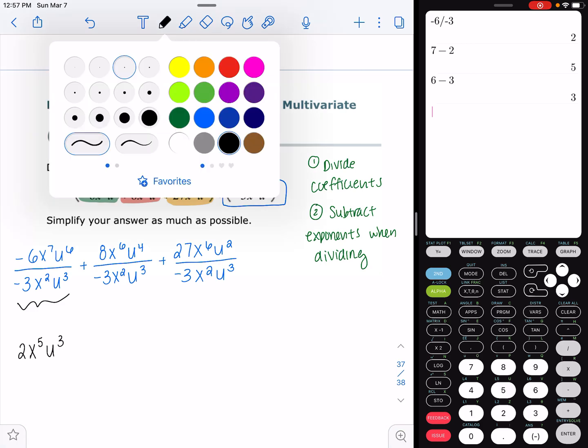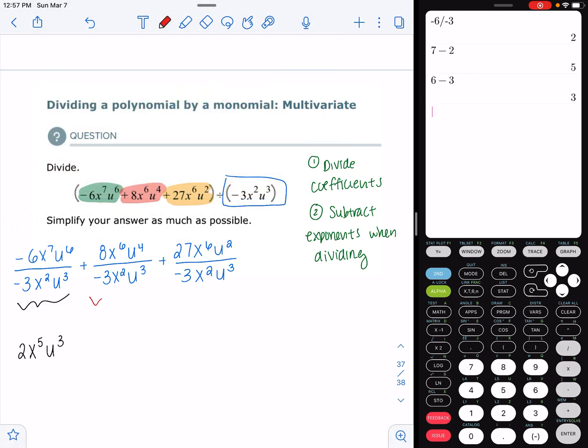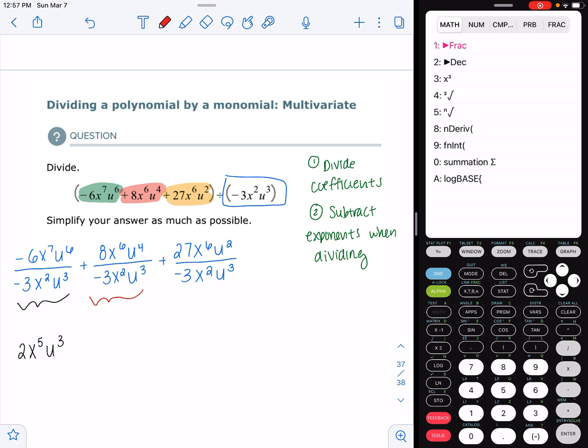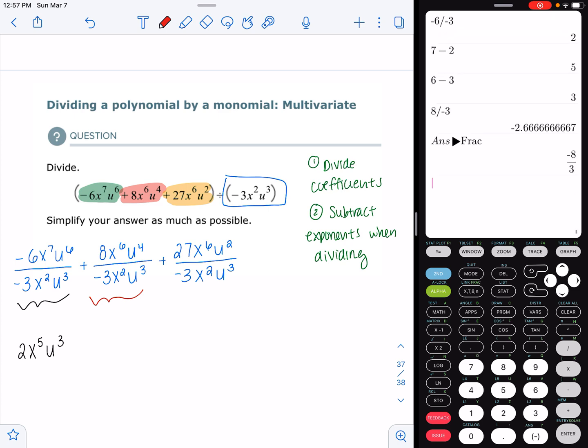That's our first one. Let's do our second one. 8 divided by negative 3. Notice we get a decimal. So I'm just going to click math and turn it back into a fraction: negative 8 over 3. So this is minus 8 over 3. Okay, and then I can just put the minus here in the middle, so it's not confusing for me, but that's a minus sign.